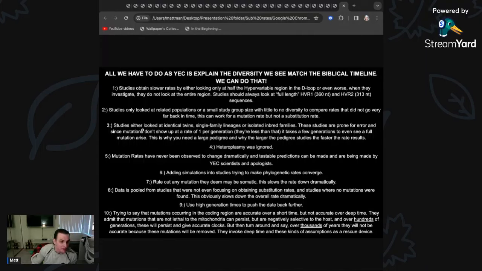Number 3, studies either looked at identical twins, single family lineages, or isolated and inbred families. These studies are prone to error, and since mutations don't show up at a rate of 1 per generation, they're much less than that, it takes a few generations to even see a full mutation rise. This is why you need a larger pedigree or a deeper rooted one, so to speak, and why the larger pedigree studies and faster mutation rates give these types of results.